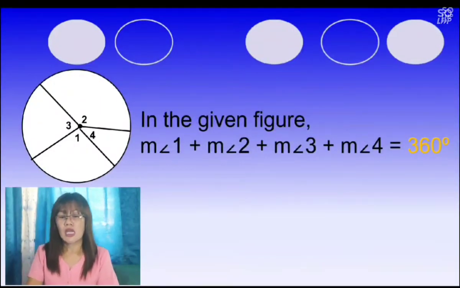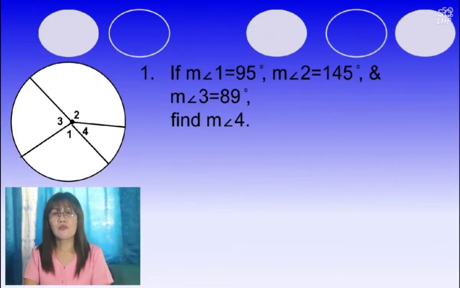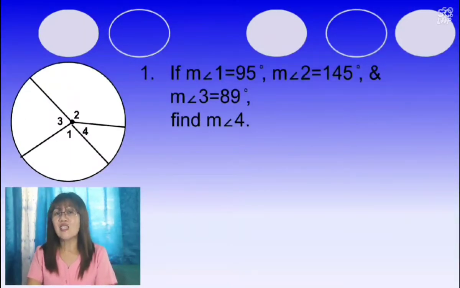Next, okay, we have here an example of a circle. In the given figure, as you can see, there are 4 central angles formed. So we have angle 1, angle 2, angle 3, and angle 4. Therefore, we can say that the sum of the measures of the 4 angles formed is equal to 360 degrees.